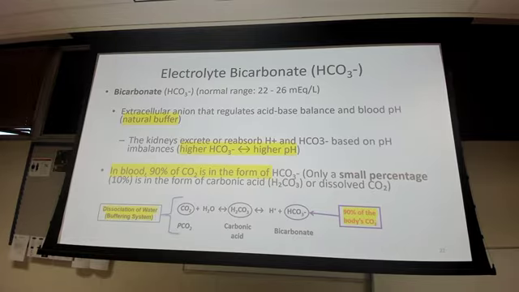So, I mean, this looks all great and all, but it's too much like biochemistry. So what I need for you all to know is that in the blood, 90% of CO2 is in the form of bicarbonate. Okay, that's all I need you to know.